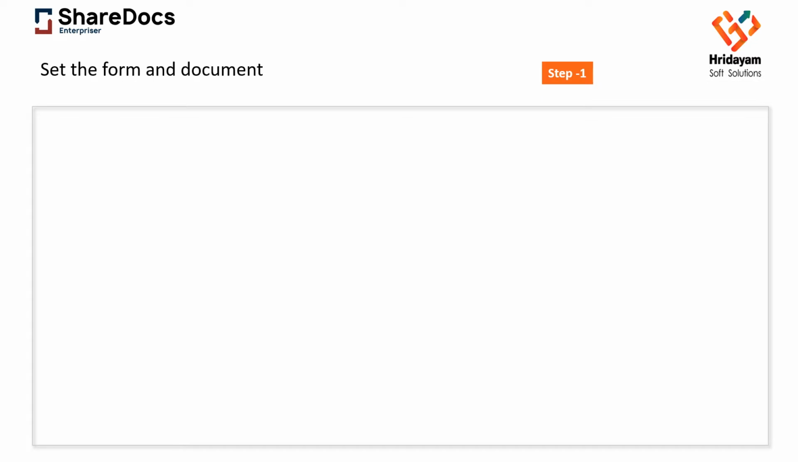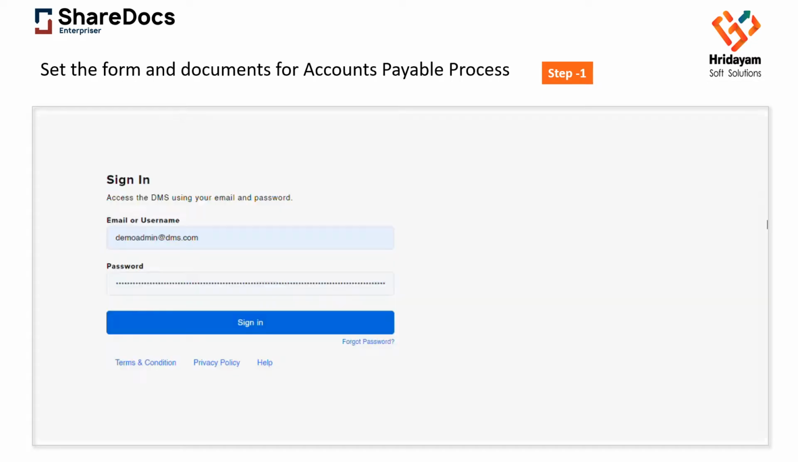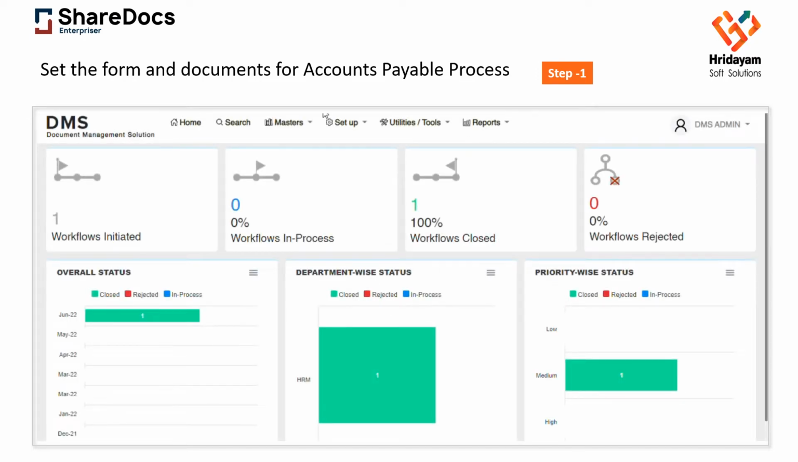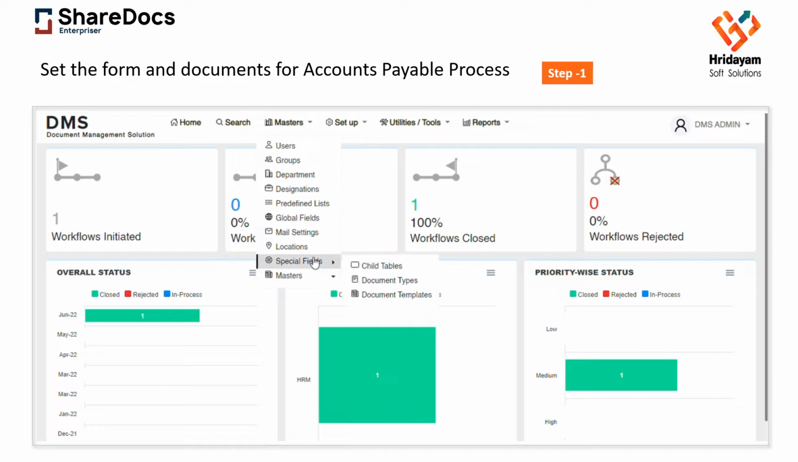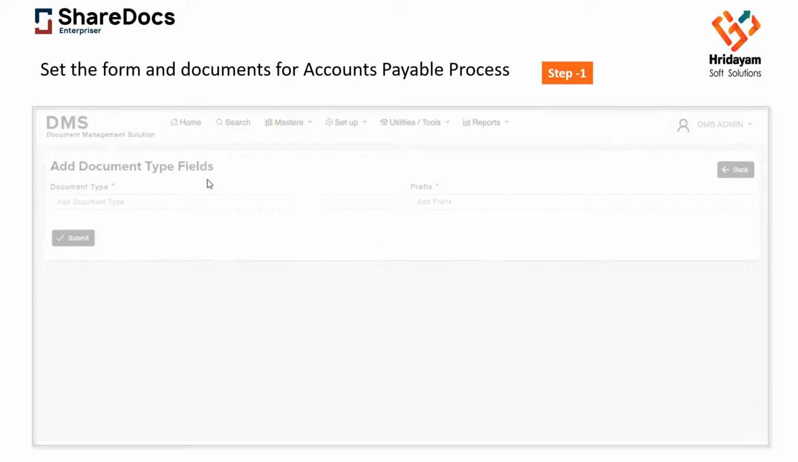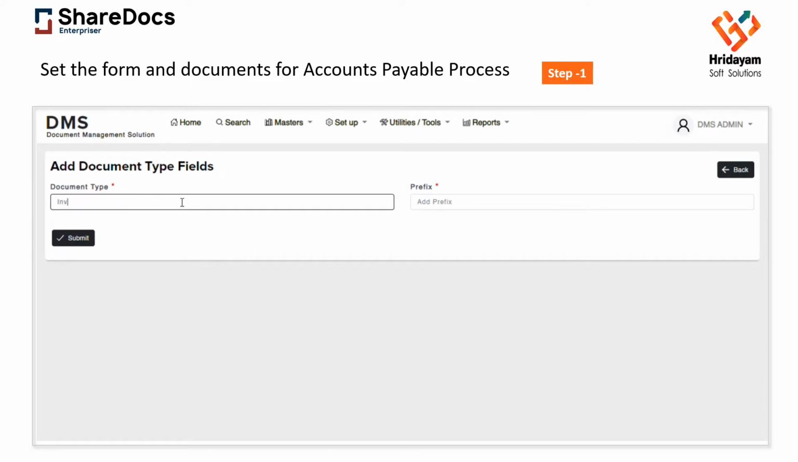Step 1. Set the form and documents for accounts payable process. Let's tell the solution which type of documents users are going to attach to accounts payable workflow. Admin will log in, go to Masters, then we'll go to Special Fields and select Document Type. Admin will create invoice as document type so that users can attach invoices while initiating the workflow.